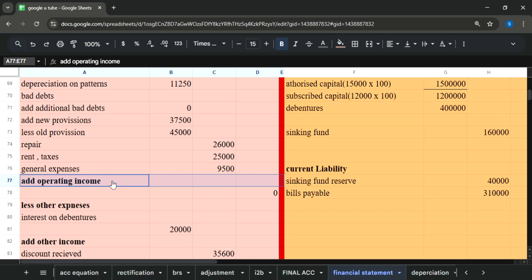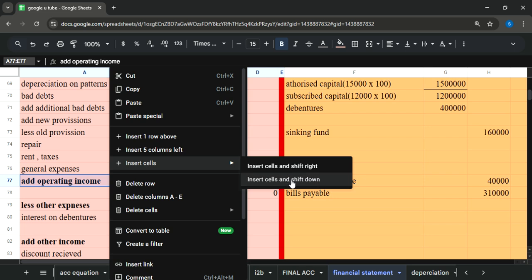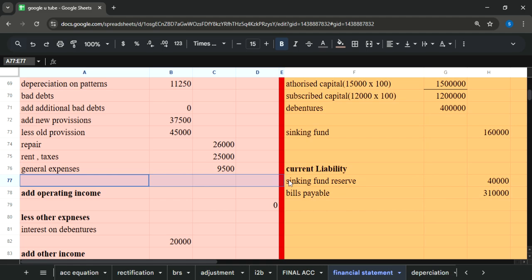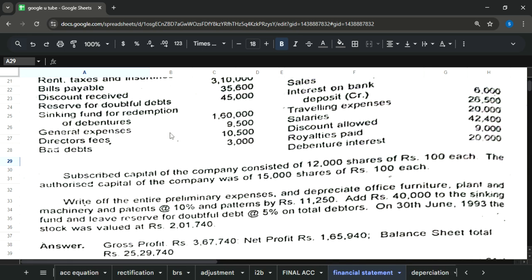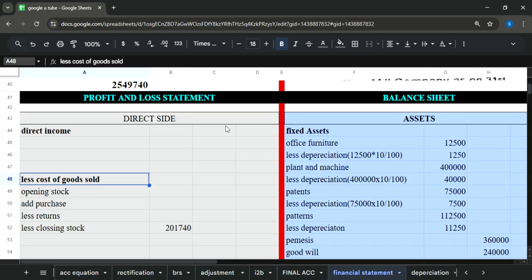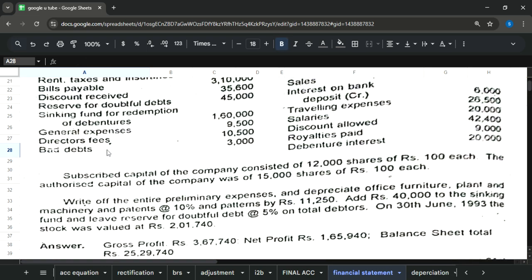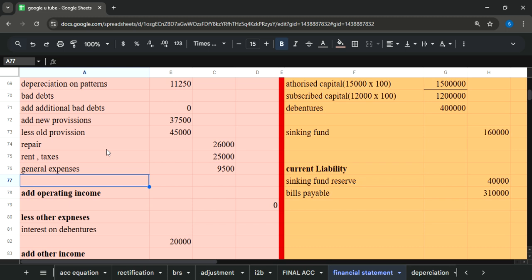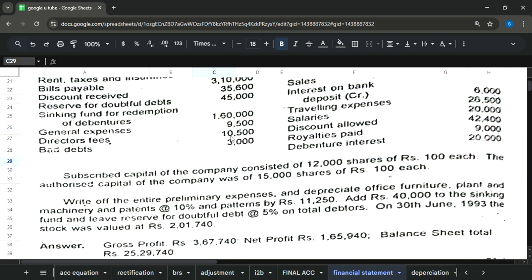Since we have started financial statement for company, obviously, we need more space. So what we have done, general expenses 9,500. Yes, it has been posted. Next, director fee. Here we need to put director fee. Amount of director fee is 10,500.